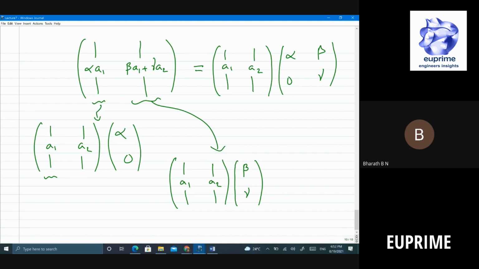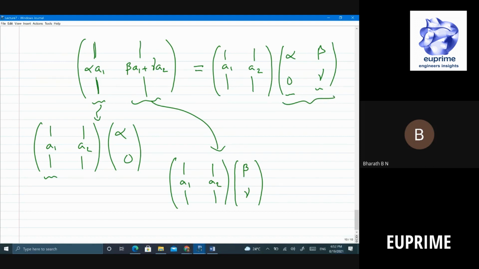Do you agree with this? If I multiply this matrix by the first column, I'll get the first column here. If I multiply with the second column, I'll get the second column here. Essentially, this is not quite my intention, so I have to write it in a slightly different fashion. But nevertheless, what kind of matrix is this?